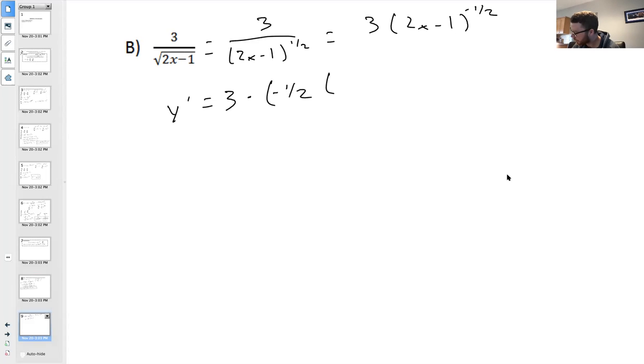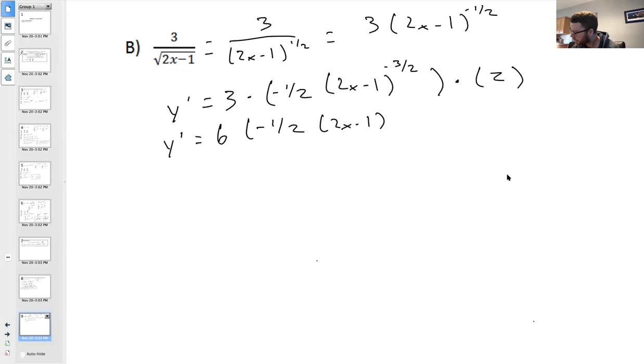We'll leave the 2x minus 1 alone. And we'll subtract 1 from the exponent. And then, as per the rule, we're going to be multiplying that by the derivative of whatever's in the brackets. So the derivative of 2x minus 1 will just be 2. And now we can go ahead and clean this up a little bit. So we'll multiply our whole numbers, so it'll equal 6. And then we have negative 1 over 2, 2x minus 1, just want negative 3 over 2.